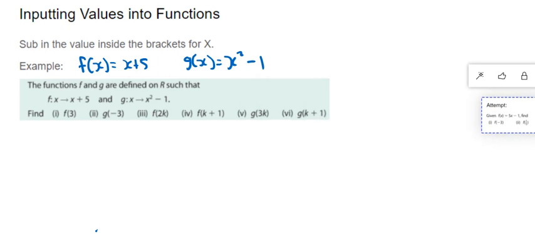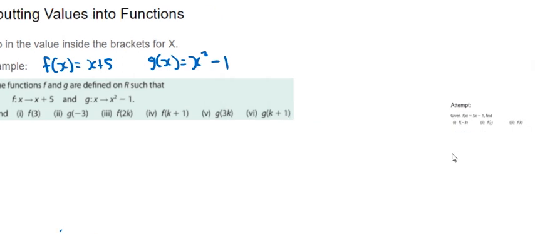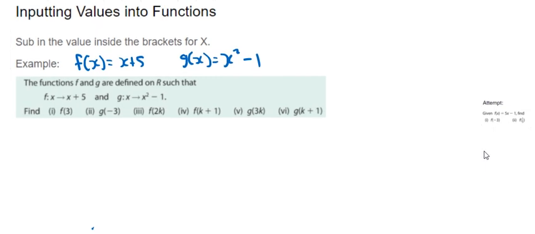So what we've got here, we have to input these values into the two functions. So we're dealing with two functions here. The very first one anyway, f of 3. So it says f of 3, therefore all we're going to do is put in a 3 instead of the x in the f of x function.